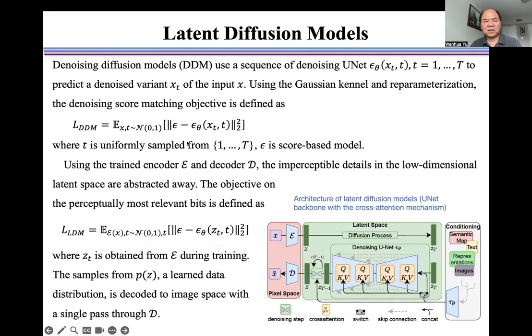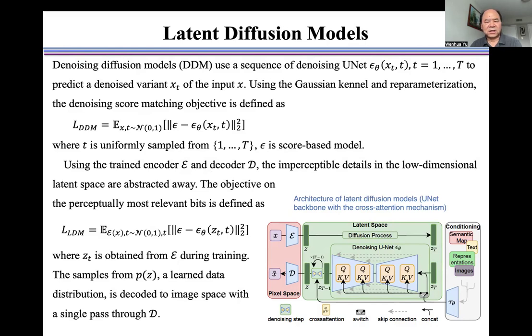Denoising diffusion models use a sequence of denoising U-net epsilon theta t, from t equals 1 to capital T, to predict the denoised variant xt of the input X. Using the Gaussian kernel and reparameterization, the denoising score matching objective is defined as here, where t is uniformly sampled from 1 to capital T, and epsilon is a score-based model.